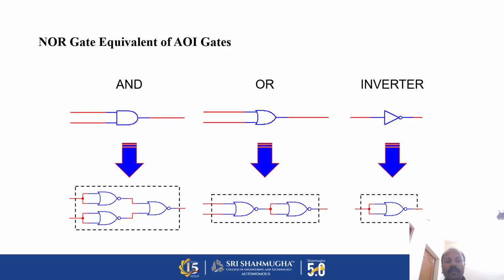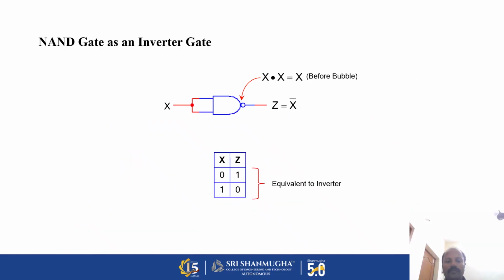And next is the OR gate application provided by the NOR gate. Here you are giving an input to the NOR gate, again taking the output from the first NOR gate into a second NOR gate, so that you will be getting the output of an OR gate. Similarly, for the inverter case, when you are giving the input directly to the NOR gate, you can get the output as a complement of the input. Hence, it is working as an inverter.